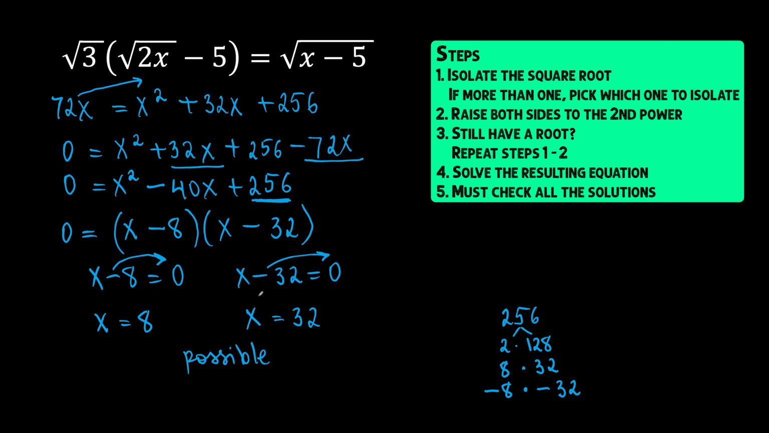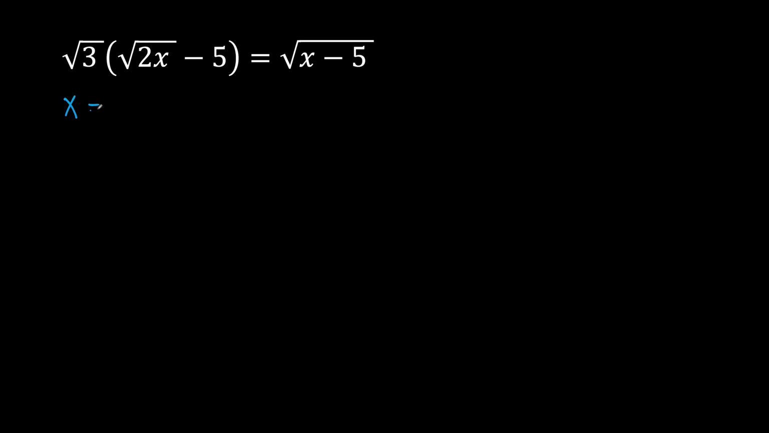So when you have a square root equation and you are raising both sides to the second power, this method can produce solutions that may not check out. So you must check. So let's go and check each solution. First, let's check x is equal to 8. So we are plugging in 8 where we see x. And let's see if the left side is equal to the right side. So square root of 3 times square root of 2 times 8 minus 5. Is it equal to square root of 8 minus 5?